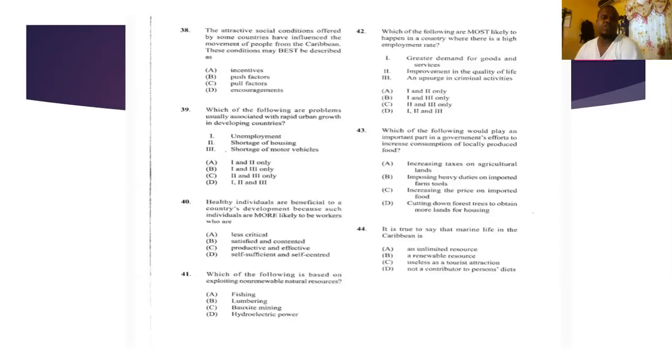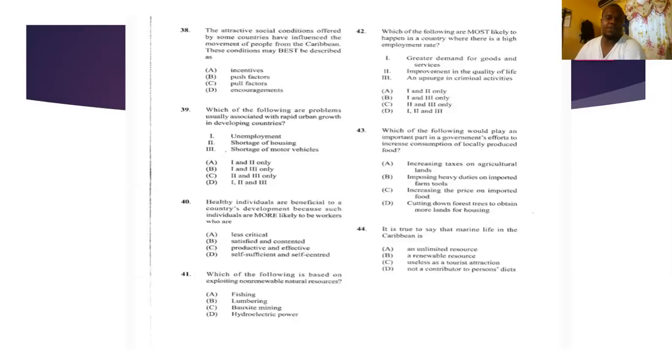40, healthy individuals are beneficial to a country's development because such individuals are more likely to be workers who are A, less critical, B, satisfied and contented, C, productive and effective, or D, self-sufficient and self-centered. Self-sufficient? Yes. Self-centered? No. Satisfied and contented? Less critical? Not related. So we know that the answer for 40 is C, productive and effective.